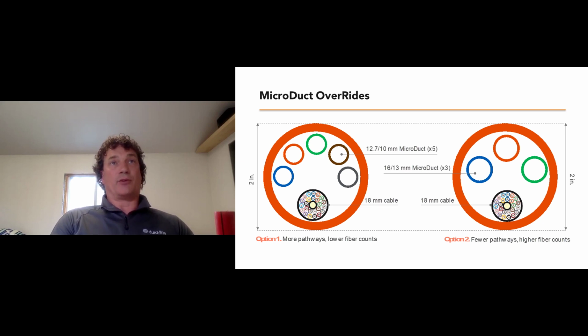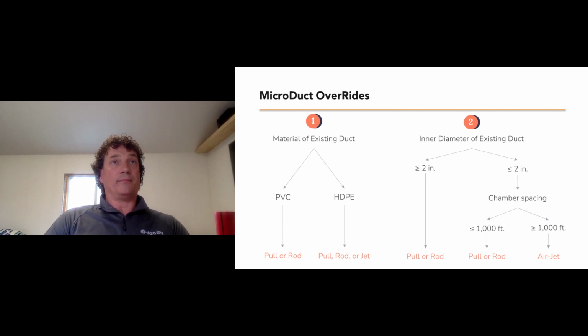When you're looking at microduct overrides, you have to look at decision trees of what method can be used where. If your existing infrastructure is made of PVC, you can pull or rod it. If it's made of high density polyethylene, you can then pull, rod, or jet the microducts over top of the existing cables or just into an existing conduit.